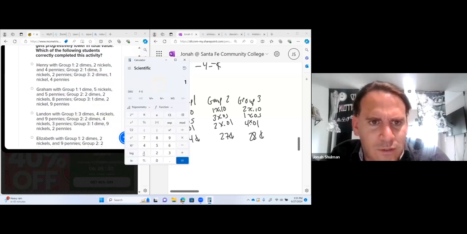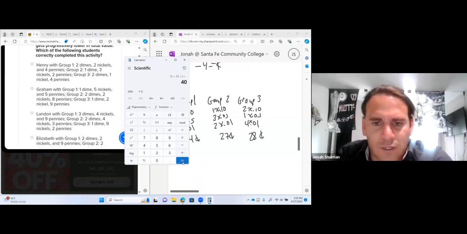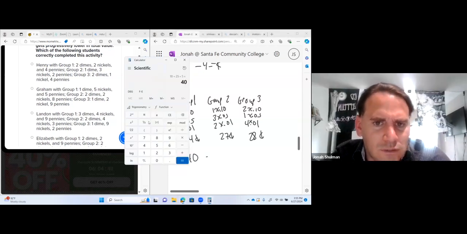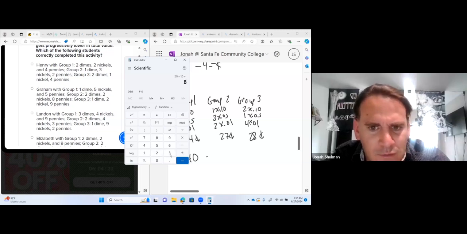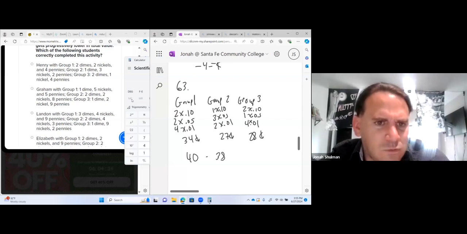So we have 1. I'm just going to do times 5 instead of working with the penny. So it's, sorry, it's 10 plus 5 nickels is 25 plus 5. So we started with 40 for Graham. Then group 2 is 20 plus 10, sorry, plus 8, which is 38. Nice, Graham.